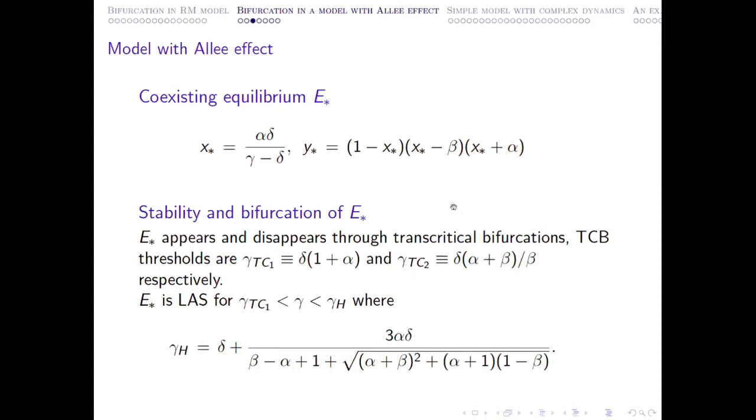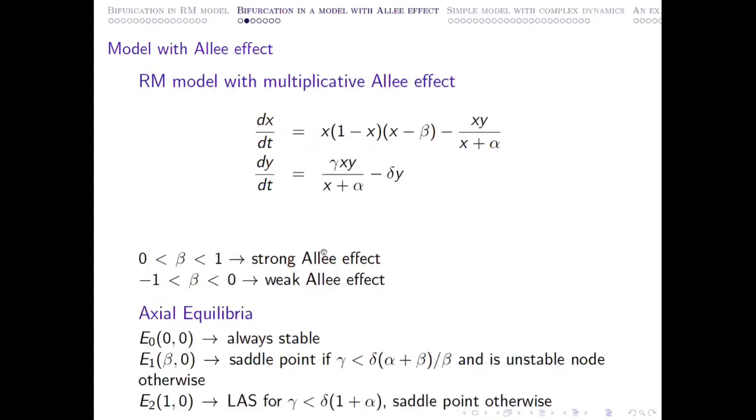And again, if you solve the problem for Hopf bifurcation, then you can find this as the Hopf bifurcation threshold. Now, you may be wondering why we have two transcritical bifurcation thresholds here. This is only for the reason that here you have two axial equilibrium points. One is (beta, 0), another is (1, 0).